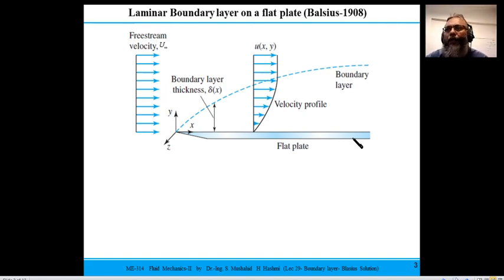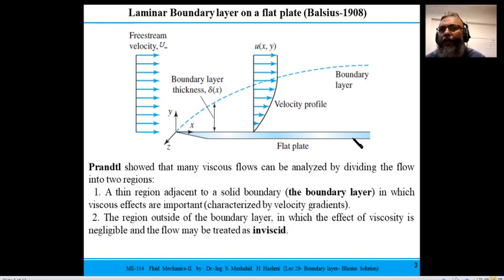So what Prandtl did in 1908, Prandtl proposed that the fluid flow can be analyzed by dividing it into two regions. One is the inviscid flow region where the viscous effect is not dominant, and the region very close to the wall, which we call the boundary layer region, where velocity gradients are significant and viscous effects are important. So that region would be the boundary layer region.